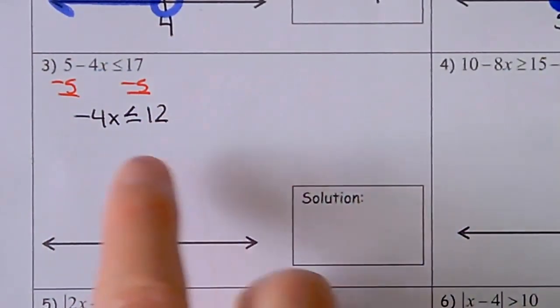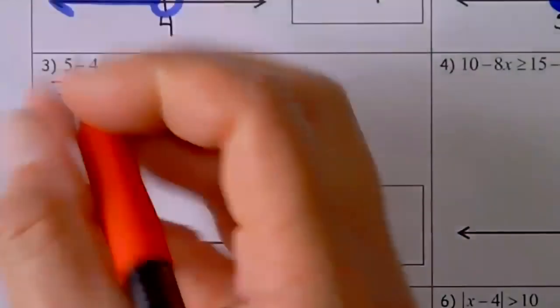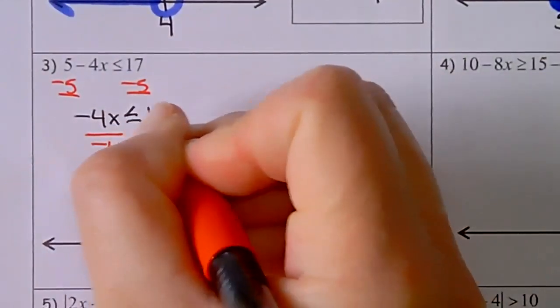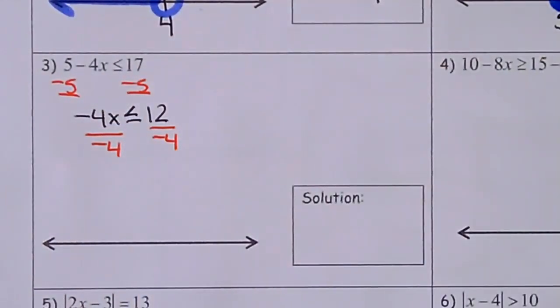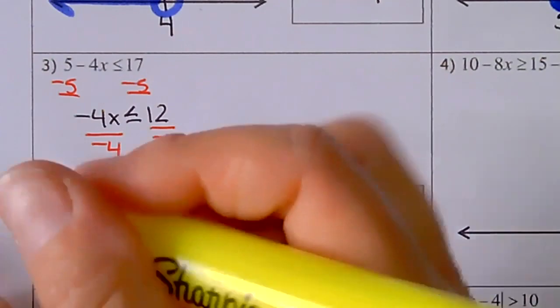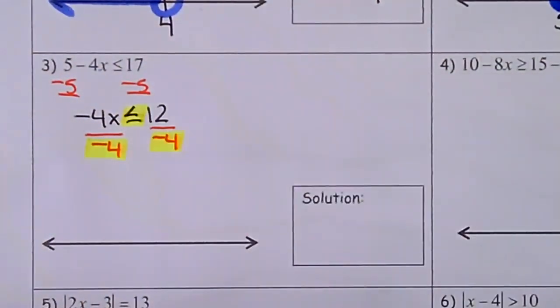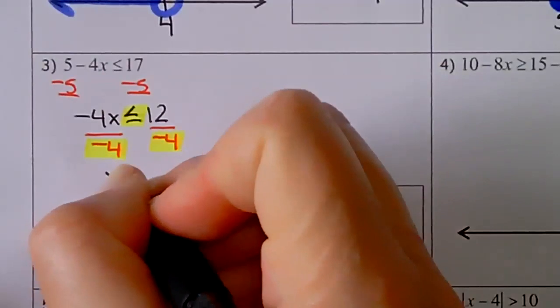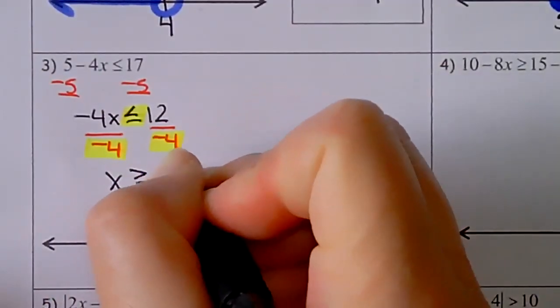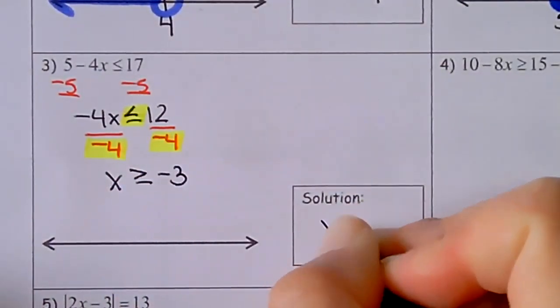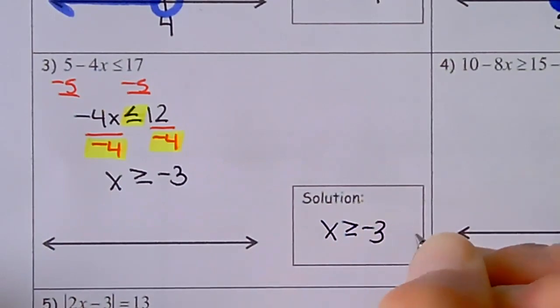Now, I have a negative in front, so I'm going to divide both sides by a negative. And remember, when I divide by a negative, I need to switch the direction of my inequality. That is the only time you're going to switch it, is when you multiply or divide by a negative number. So this is going to end up being x is greater than or equal to -3. And that is my answer that I write here.